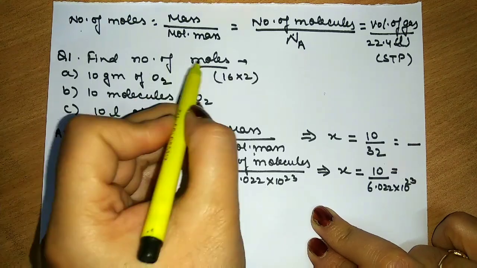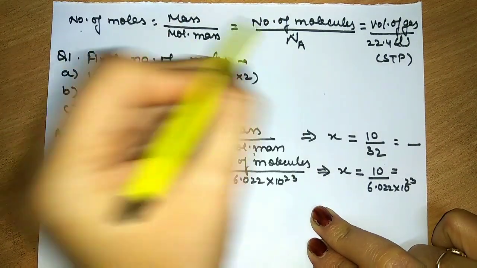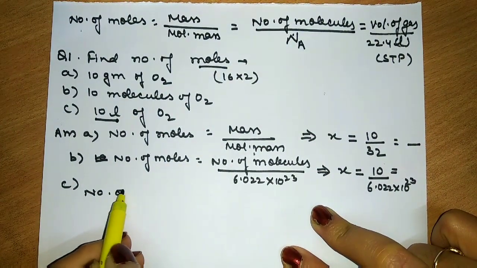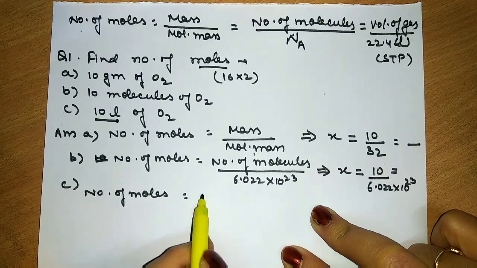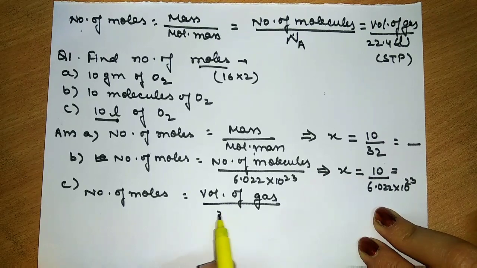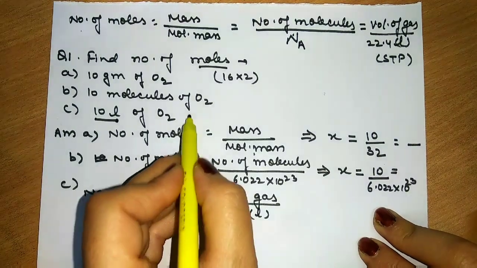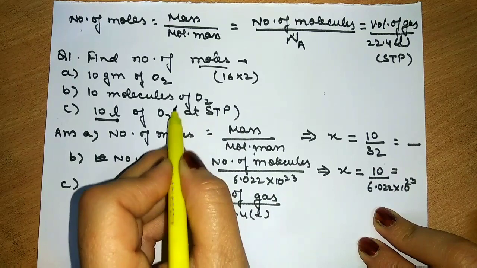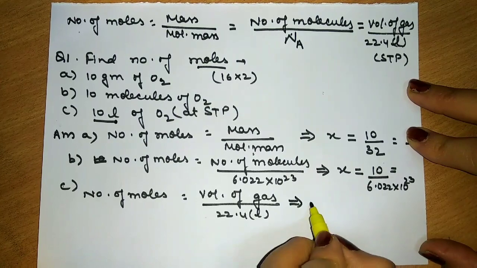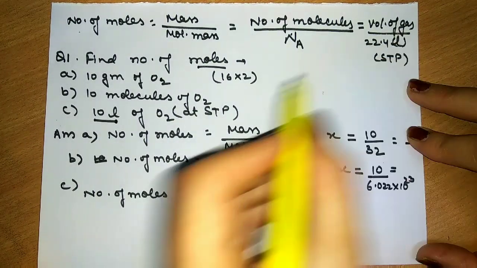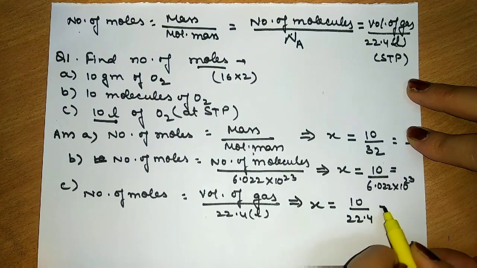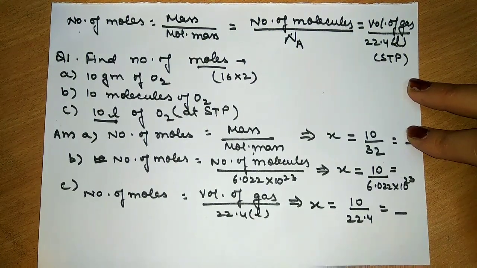Third is 10 liters. That means volume has been given and you're supposed to find moles. So I'll skip this one. This one I'll take, moles and volume. So I'll compare these two formulas. Number of moles is equal to volume of gas divided by 22.4 liter at STP. It must be given in the question. If it is not given, we consider it to be the same. So again we take number of moles as X, the volume given to us is 10 liter divided by 22.4. So that would be our answer in moles.